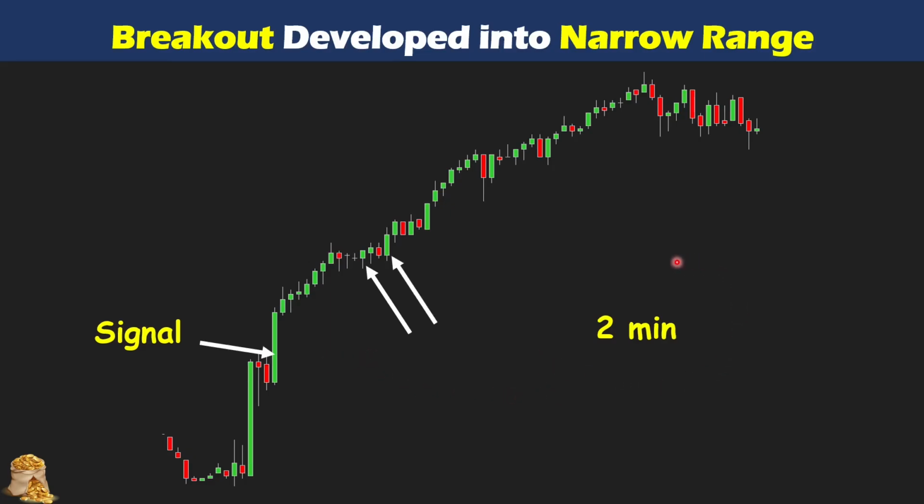However, this is a 2-minute chart. In the very beginning of the trend, you can use the 2-minute chart to trade, but after maybe 5, 10, 15 minutes, you want to switch to a higher time frame. Do not trade 2-minute charts all the time, because when it pulls back, it will get you a stop loss.